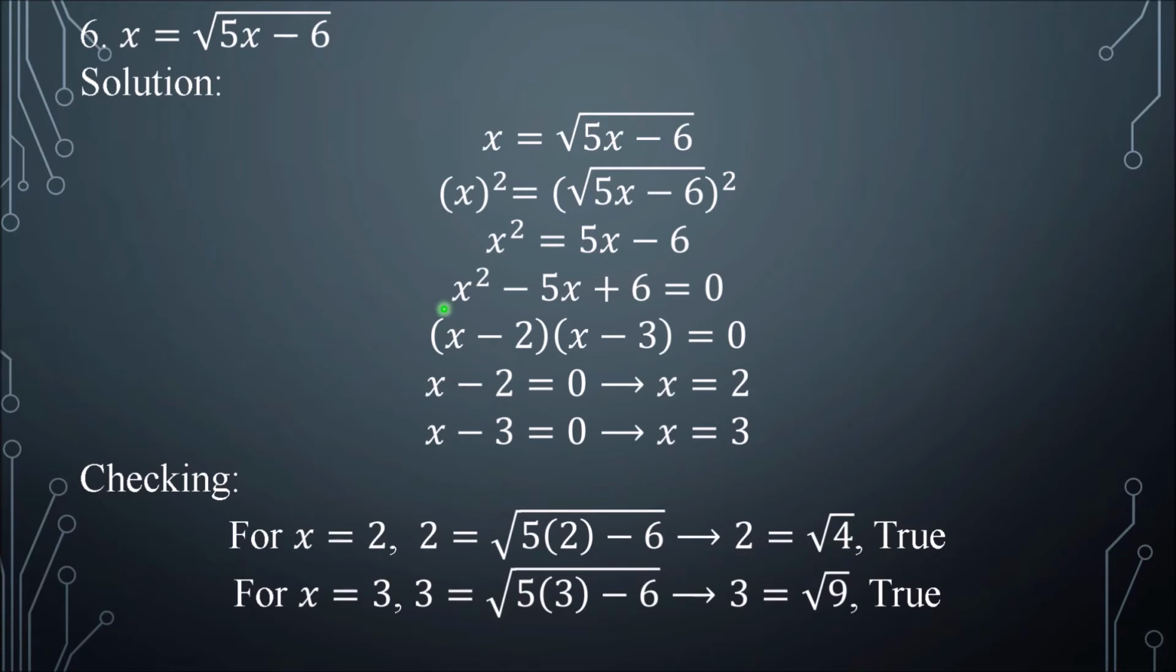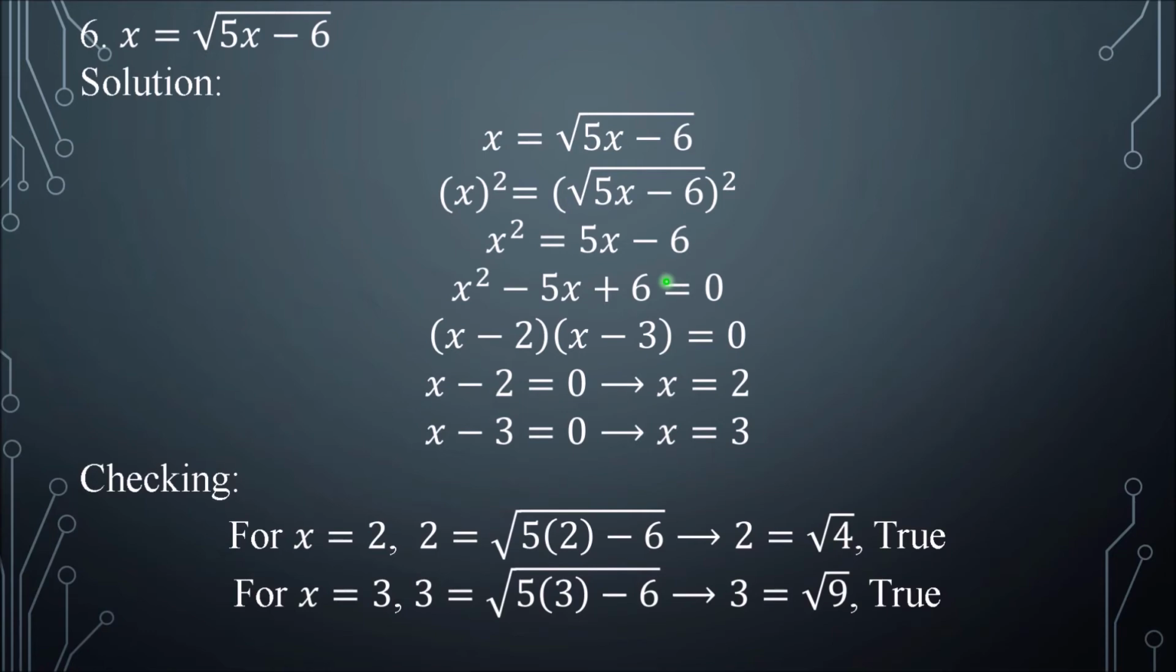Let's have number 6. X is equal to square root of 5x minus 6. So square both sides, x squared, and then square root of 5x minus 6 squared. That is x squared. And then this one, the radical sign is removed. X squared minus 5x plus 6. So 5x will be transferred to the other side. It will become negative 5x. Negative 6 will become positive 6. So which is equal to 0. So no one is left.